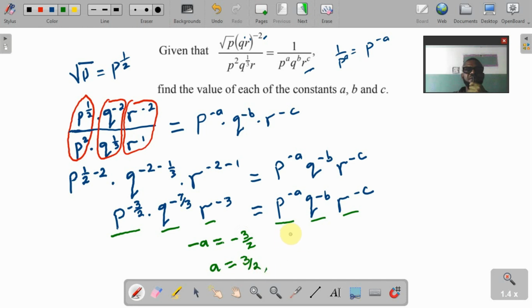Then for q, my minus b is equal to minus 7 over 3. That means that my b is equal to 7 over 3. Then for my r, if I compare for r, it means that my minus c is equal to minus 3. So my c is equal to 3.